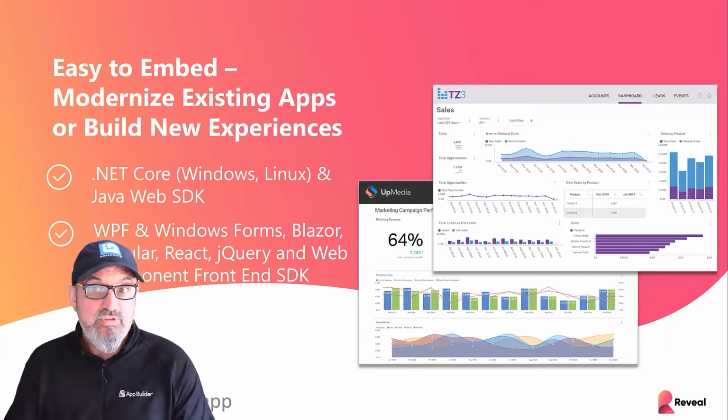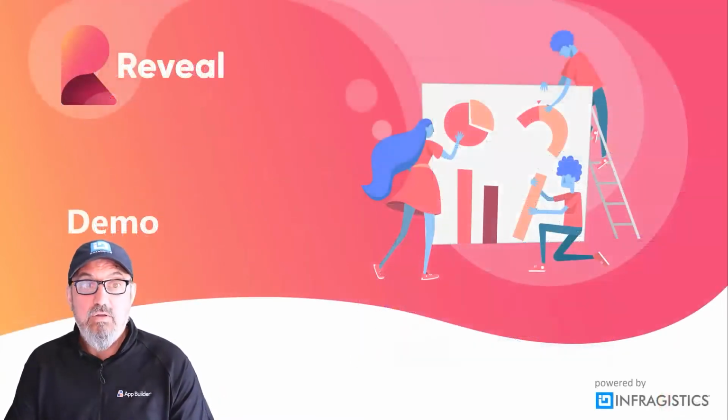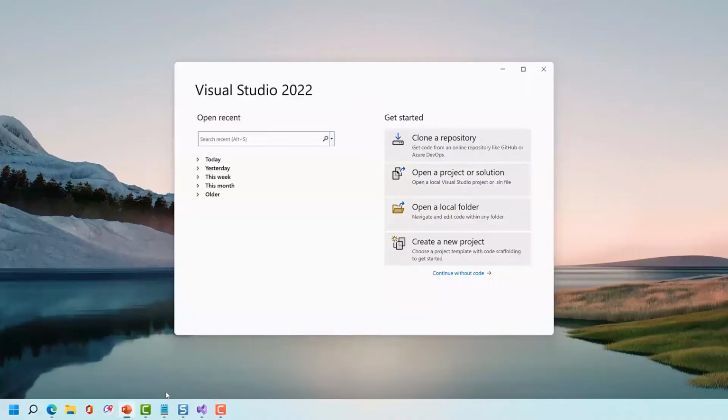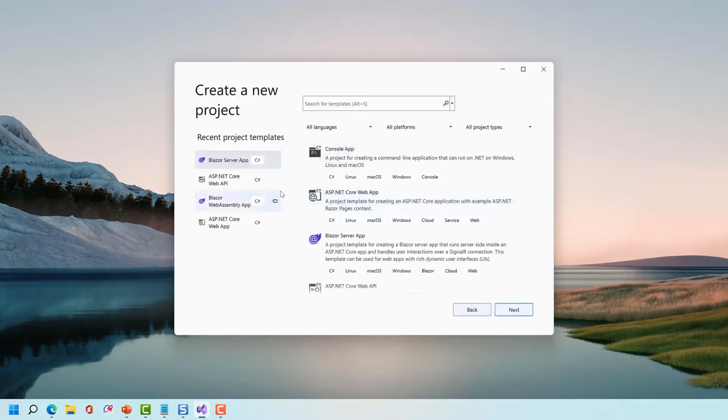It's super simple to get this going, and we have a ton of great examples that I will show you where to find. So let's get on with the demo. What we're going to do is use Visual Studio 2022, and we're going to create a Blazor server application to start with. So I'm going to click Create New Project, and I will select Blazor Server App. If it's not in your recent project templates, it's on the right-hand side.